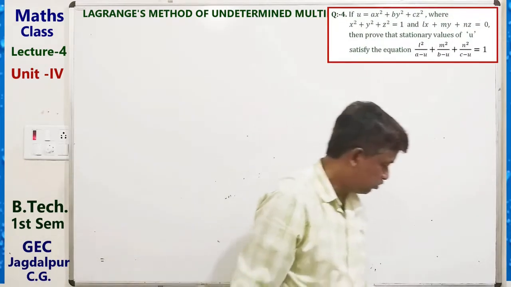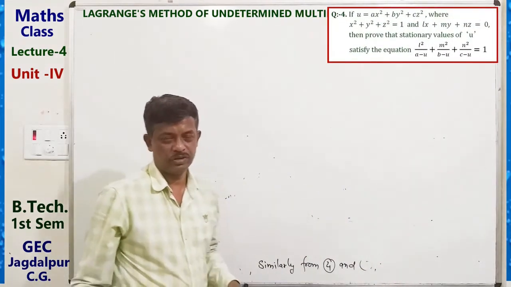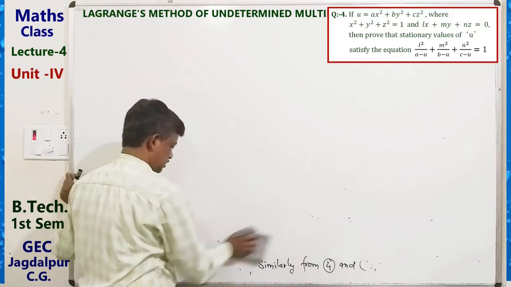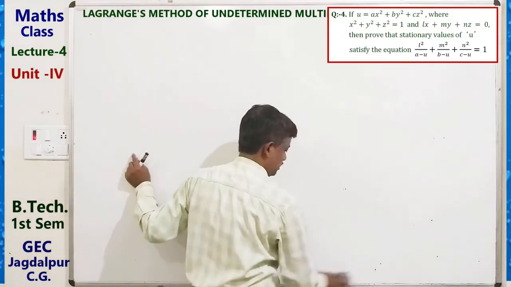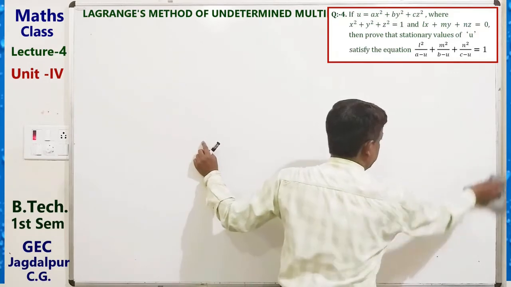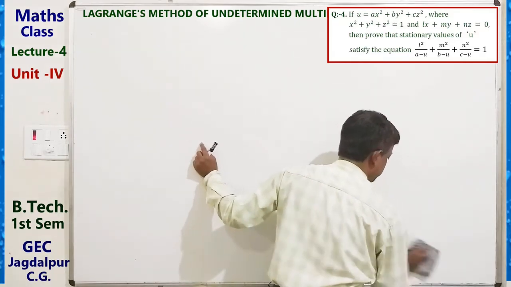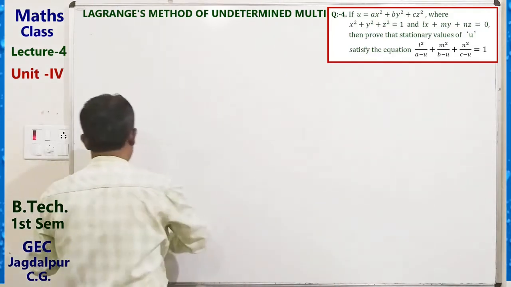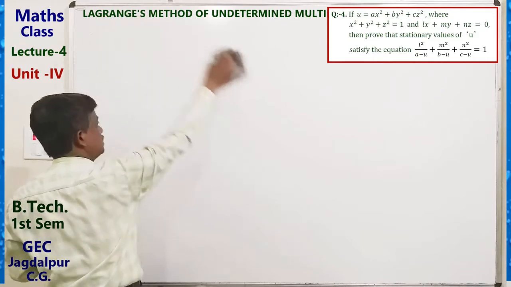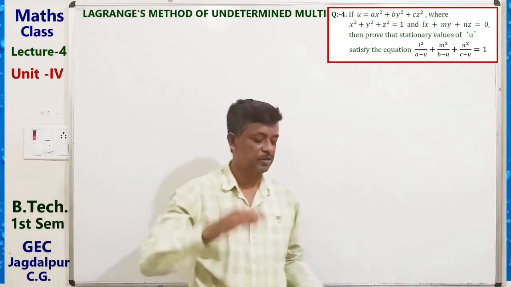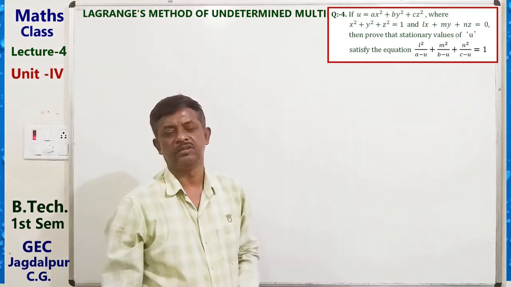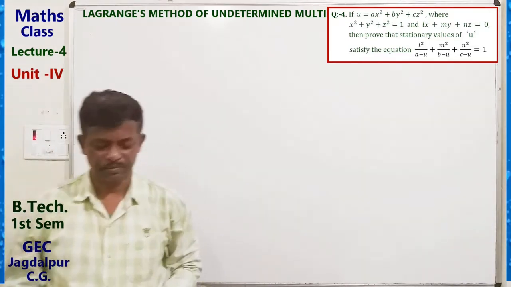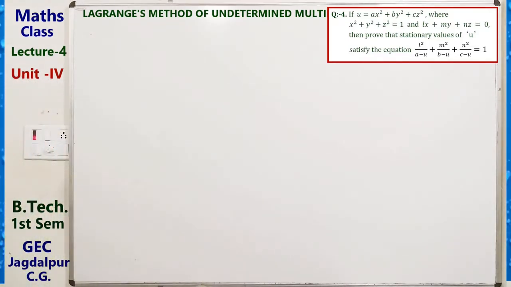Then prove that the stationary values of u. U means a function of three variables. Stationary value means either maximum or minimum value of the given function is given by an equation. Means the value of u can be found from a relation that will be a stationary value for the function. So this type of question can also be solved by finding the value of lambda and putting the value of lambda in any of the relations to get the required relation. Okay. So we will solve these questions now.